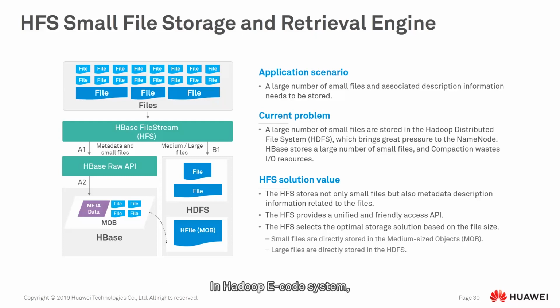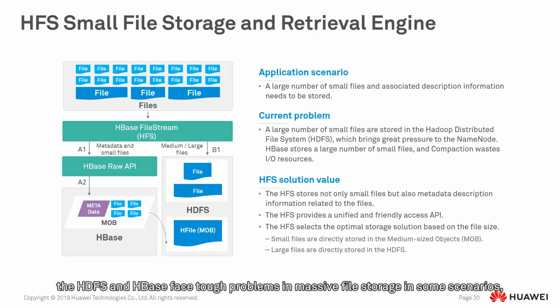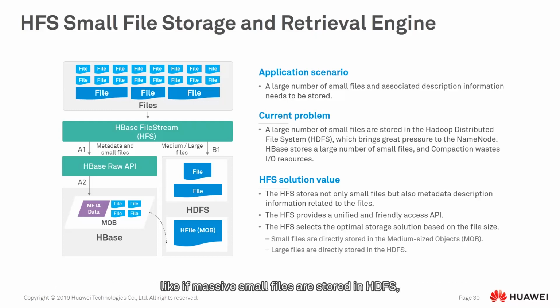In Hadoop ecosystem, the HDFS and HBase face tough problems in massive file storage in some scenarios, like if massive small files are stored in HDFS, NameNode will have great pressure, or some large files cannot be directly stored in HBase due to HBase interfaces and internal mechanism. So, the HFS is developed for the mixed storage of massive small files and some large files in the Hadoop.